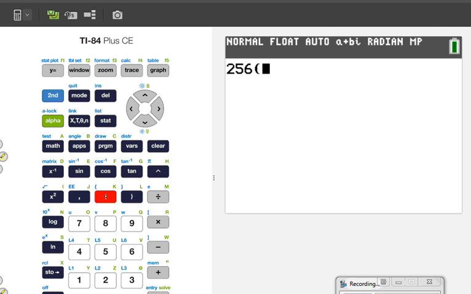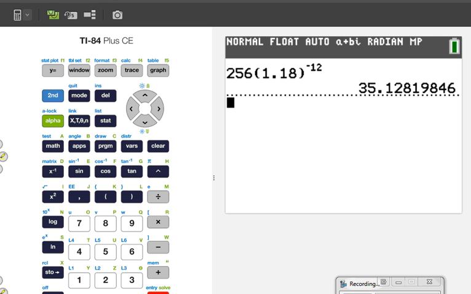256 times 1.18 to the negative 12th. We're taking exponential growth and we're throwing it into reverse. It's like a little back to the future. We're going back to see what a was 12 x's ago. I hope that makes sense. And look, you get 35.1.